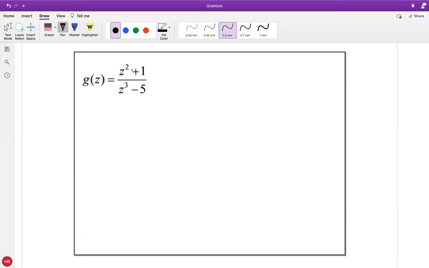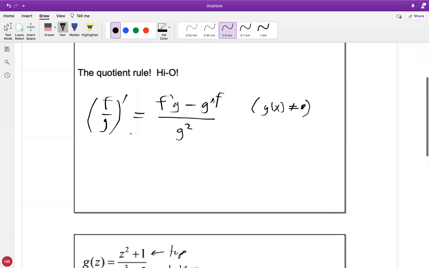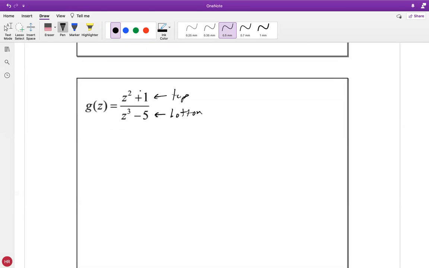Fairly straightforward one. This is clearly a quotient of two functions. In our rule, this is like the top and the bottom. And if you go back to our rule, the top one was F and the bottom one was G. So it's like top prime bottom minus bottom prime top over bottom squared. So G prime of Z, in this case, is the derivative of the top, which is just 2Z, times the bottom, minus the derivative of the bottom, which is 3Z squared.